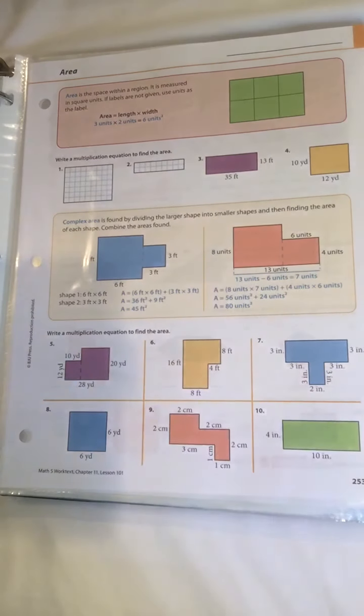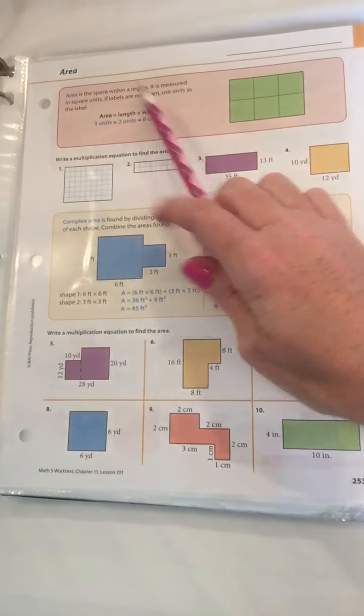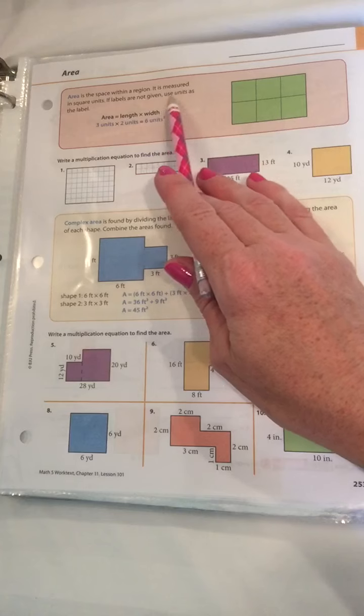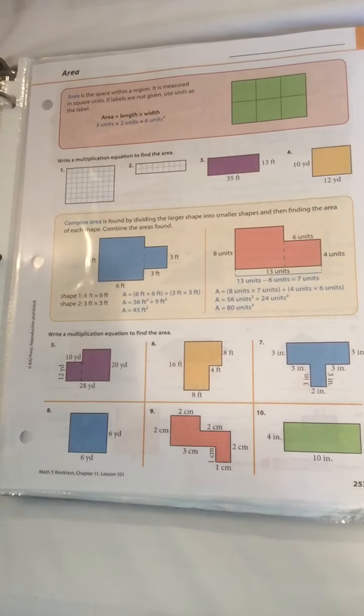Today we are in our math books on page 253. We are going to be learning about area. Area is the space within a region. It is measured in square units. If labels are not given, use units as the label.